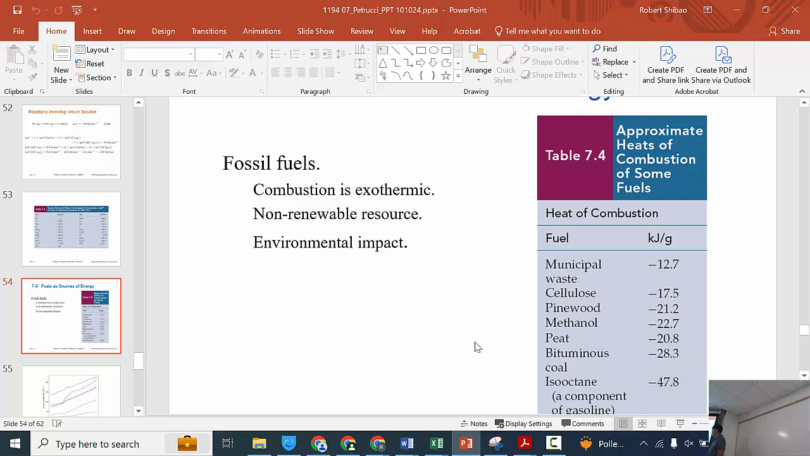So for example, if we burn a gram of municipal waste, I don't know how accurate this is, you should be able to get 12.7 kilojoules. Although I wouldn't want to do a calorimetry experiment with that.